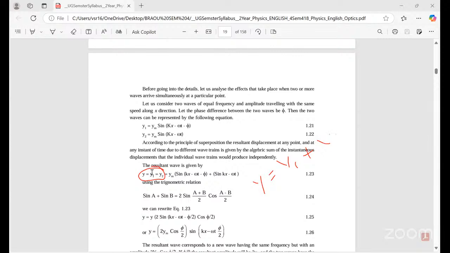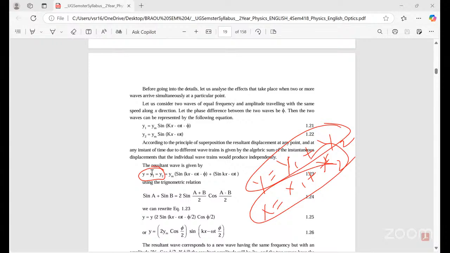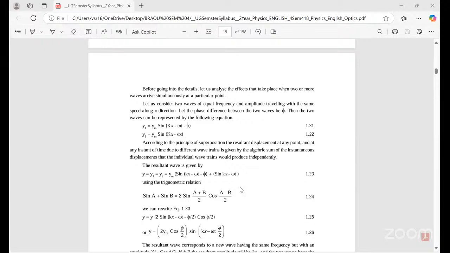Print mistake. In some textbooks it may be written as x equals x1 plus x2. Both are the same.